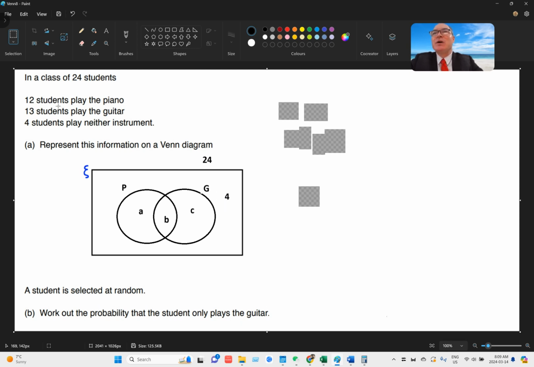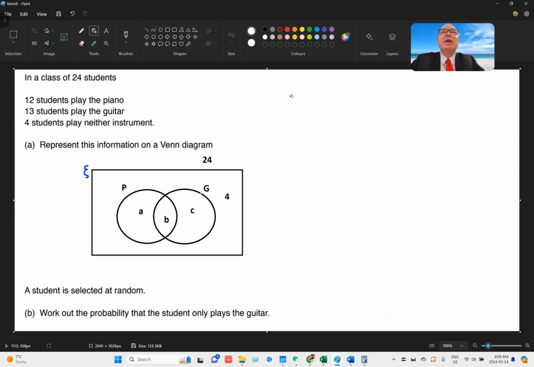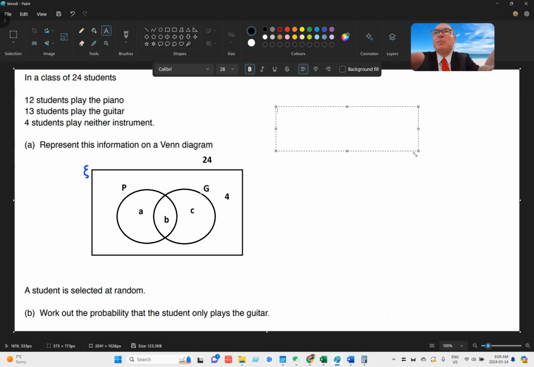Now look at the clues. 12 students play the piano. Hang on a second. Let's get rid of this mess. Delete. Fill it in with the white. And now we're starting over. I've got these letters here. 12 play the piano. That's some only play the piano, some play the piano and guitar, and altogether they make 12. 13 play the guitar. Well, that was some that played guitar and piano, plus C is just playing the guitar, and that's equal to 13.